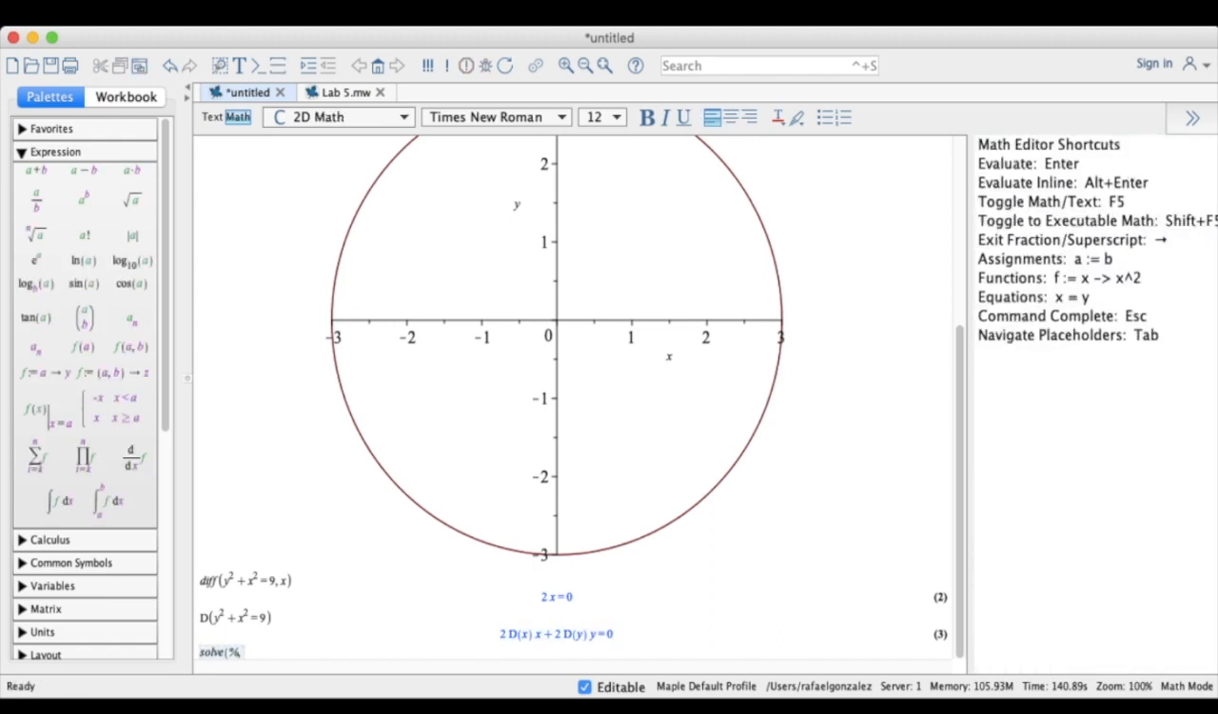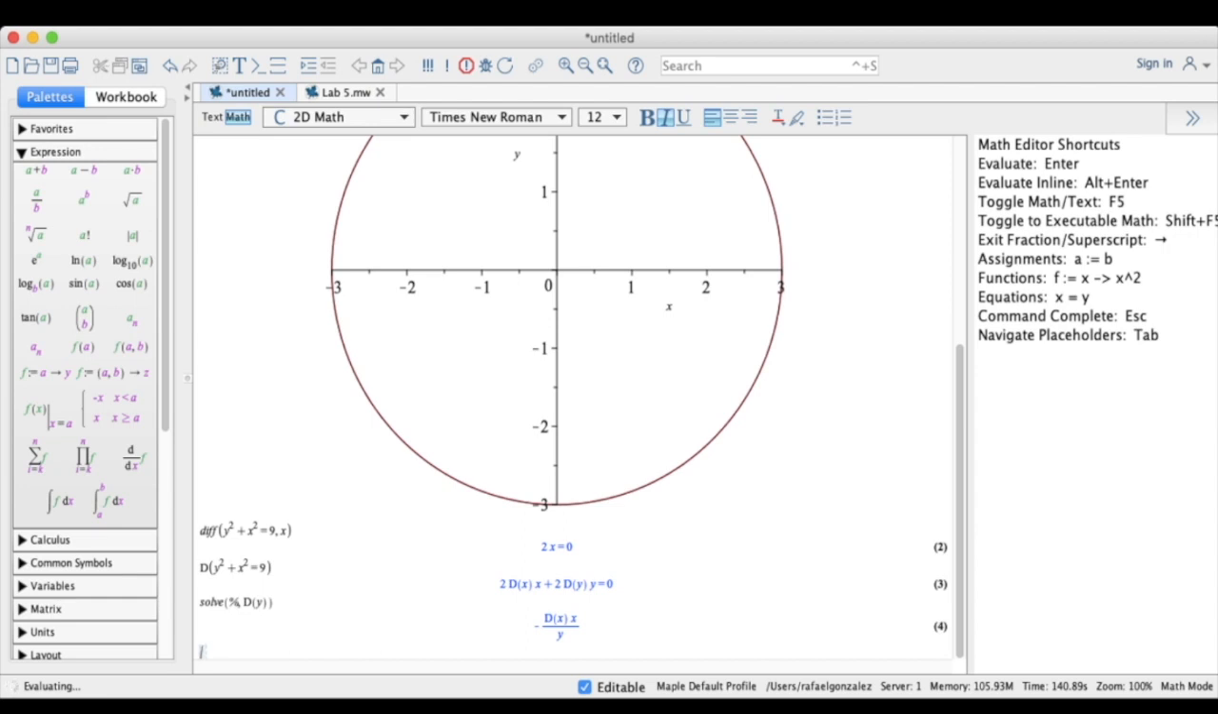So this is going to take the result number 3 and plug it in. And I'm going to be solving this for capital dy or dy dx. When I press enter, I should get what this is equal to. Notice that that is equal to negative dx times x over y.